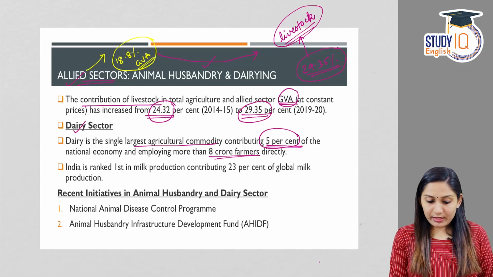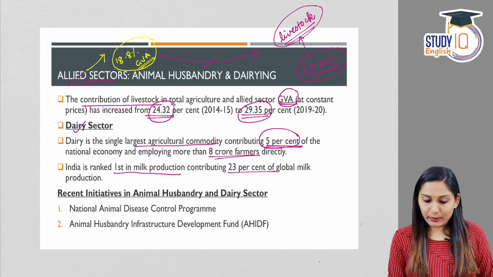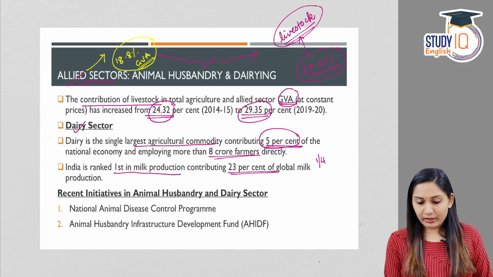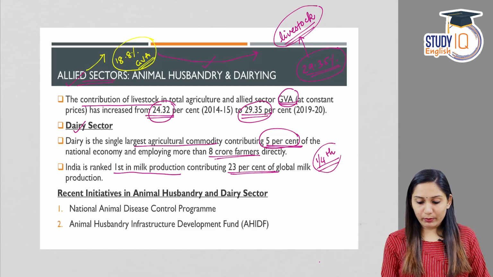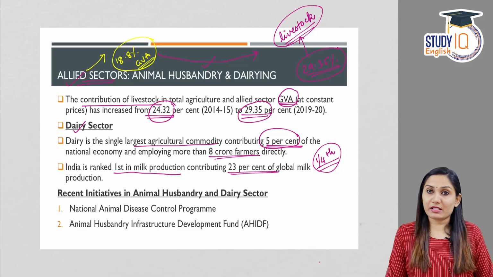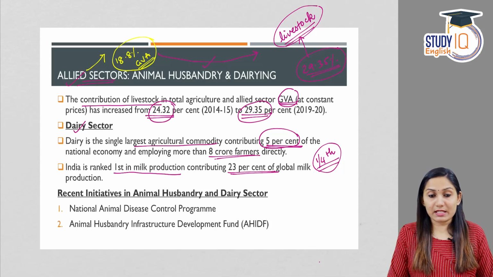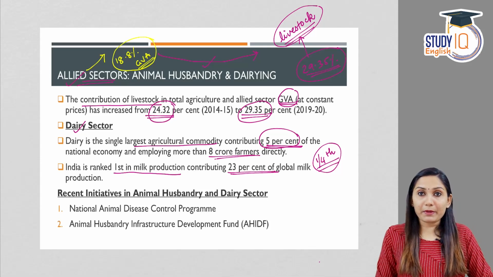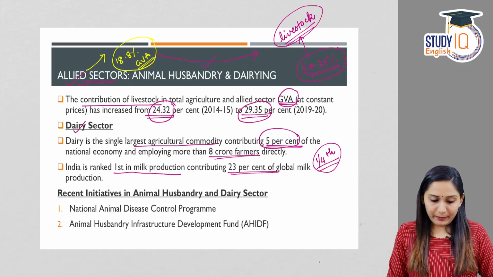India is ranked first in milk production, contributing to 23% of global milk production. Around 1/4 of total milk production in the world comes alone from India. So this is very important. First in milk production. That could be a UPSC prelims question as well. So rank of India is first and it contributes around 23% to the global milk production.